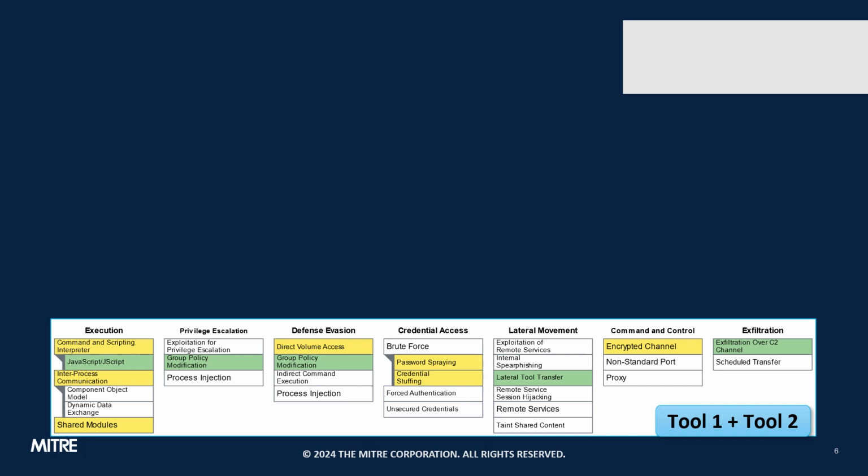In particular, we have coverage for inter-process communication, group policy modification, password spraying, and credential stuffing, all provided by tool 2 that isn't covered at all within tool 1. So we know that in the aggregated coverage chart, those are going to be extra additions. We can also see tool 2 providing some coverage of JavaScript, but this really isn't that important because tool 1 provides high confidence of detection. And when you put those together, you get a little bit more enhanced coverage chart that effectively takes all of tool 1 and most of tool 2 together.